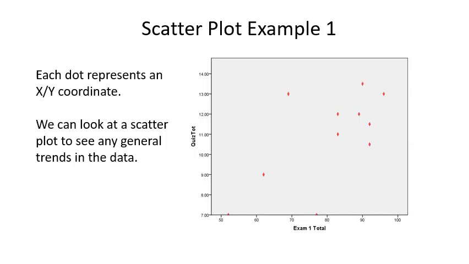Here's an example of the scatter plot. Each point, each dot represents an x and a y value for whatever it is we're looking at. So each dot is an individual, and on the left is their quiz total, on the bottom is their exam total. So each individual has one dot, and it's the intersection of where they are on their two scores.